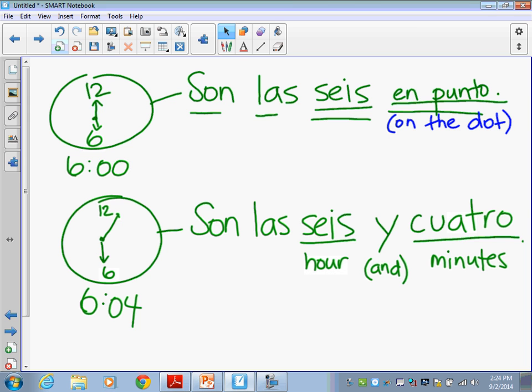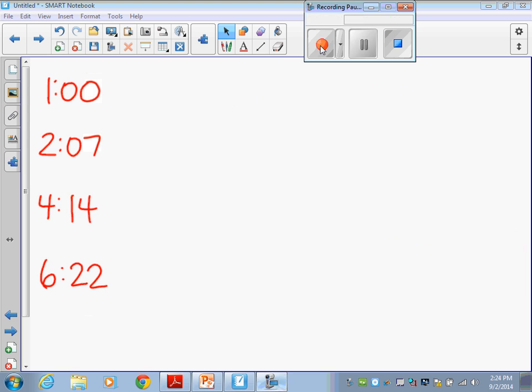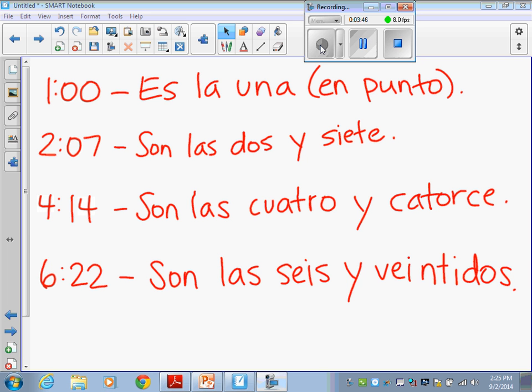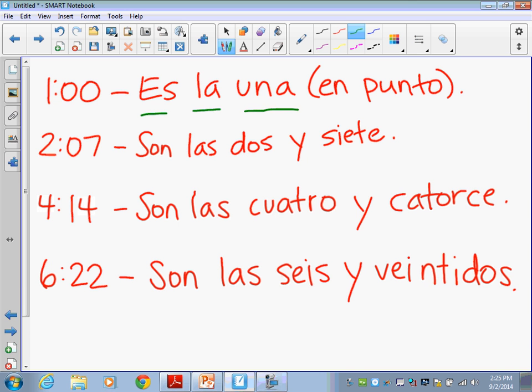Okay, now why don't you try it out? I'm going to show you a few of these, and you're going to pause this recording. You're going to practice on a piece of paper, and you can turn the recording back on when you're ready. Try these out. How would you say it is 1 o'clock, it's 2:07, 4:14, and 6:22?